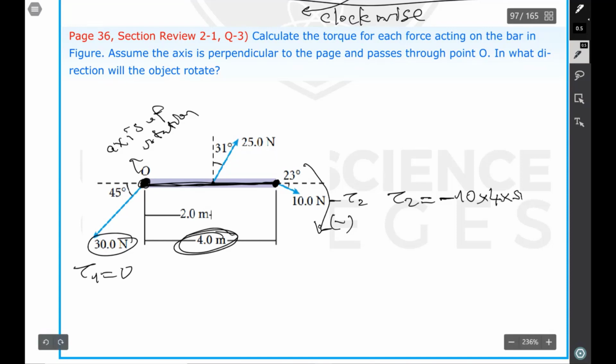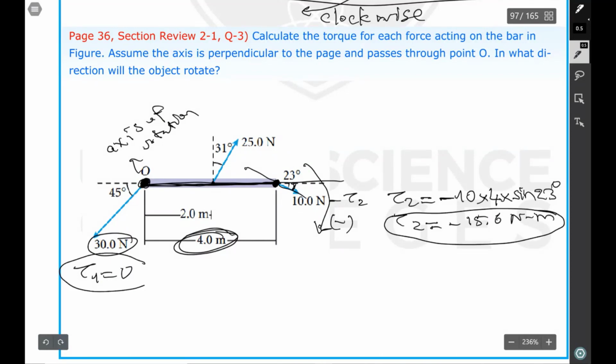Multiplied by sine of the angle. How much is the angle between the force line and distance line? How much is this angle? Everything is given very nicely. 23. I got everything. Just multiply them and find torque 2. Torque 2 is equal to negative, when I multiply them, the answer is going to be, let me check from my notes, negative 15.6 Newton meter. This is the torque of the second force. Next, the torque of the third force, the 25 Newton.